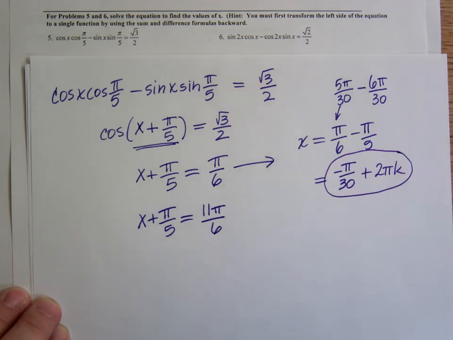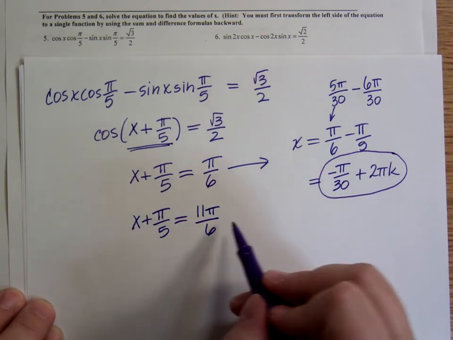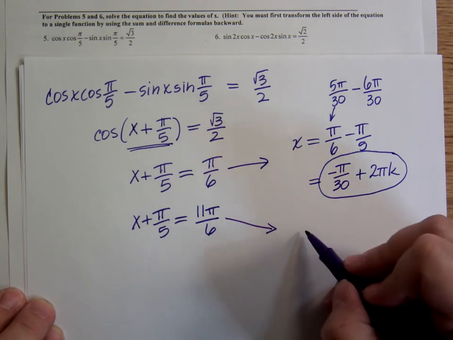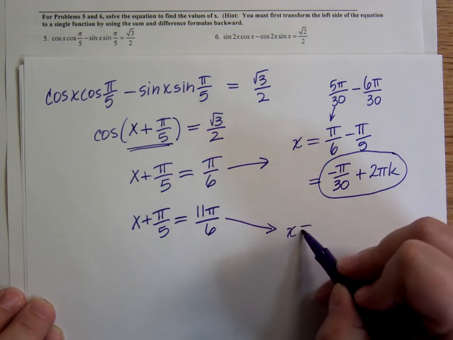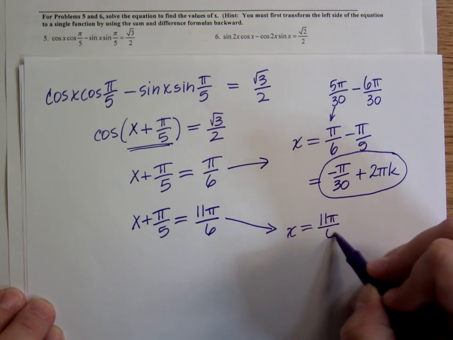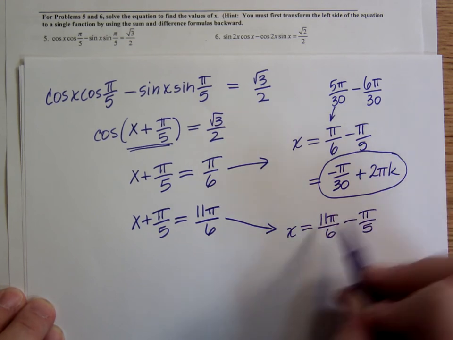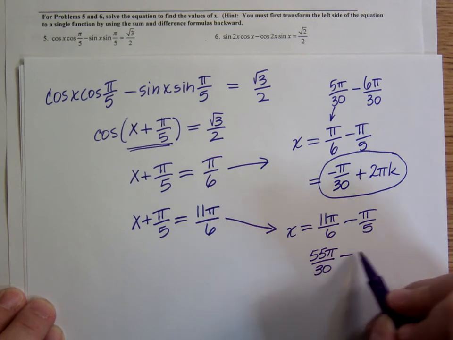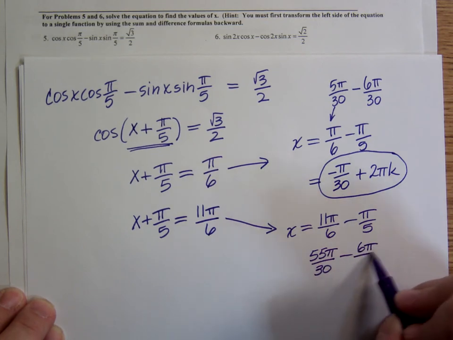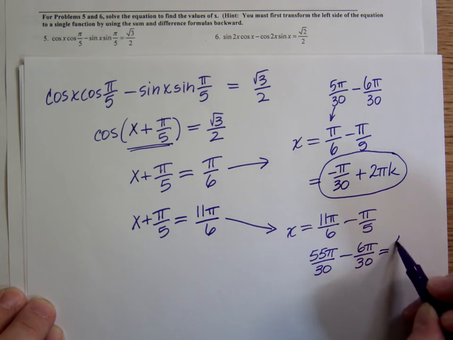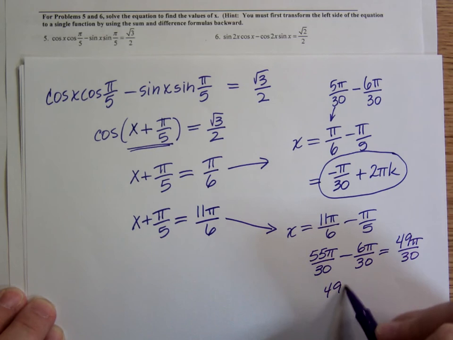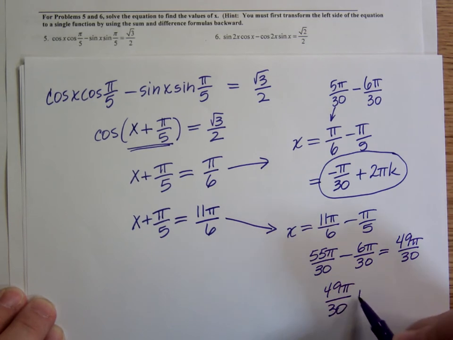So that's one possibility. And then this one, if I subtract pi over 5 from both sides, this one gives me 55 pi over 30. This one gives me 6 pi over 30. And that gives me 49 pi over 30. But I have to, again, say plus 2 pi k. Those are my answers.